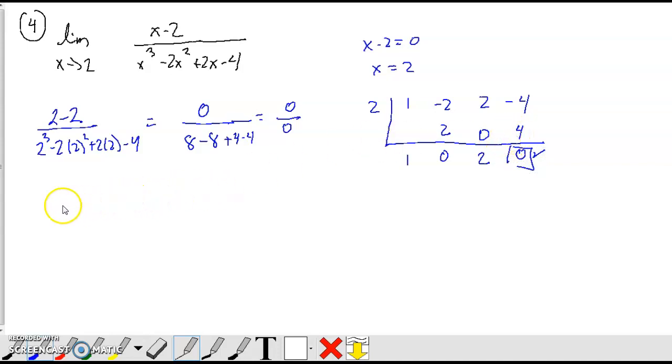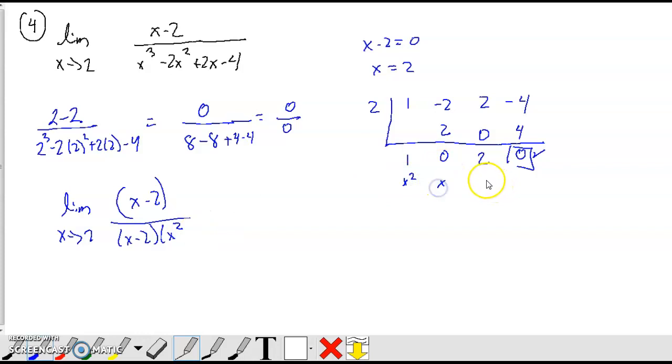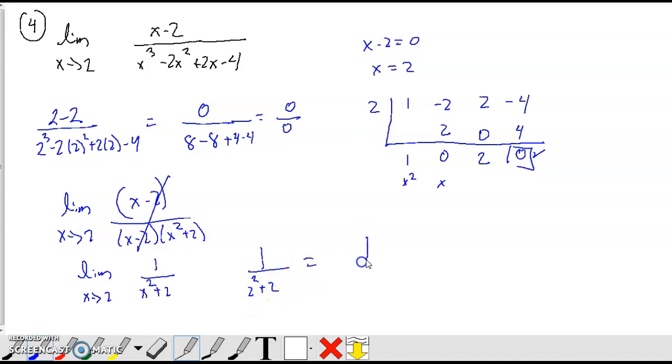So this is originally the limit as x approaches 2, this is x minus 2. And then it'll be x minus 2 times x squared plus, so this will be x squared. This is just x, and this is nothing. So it'll be plus 2. Those cancel away, leaving you with the limit as x approaches 2 of 1 over x squared plus 2. So we plug it in, 1 over 2 squared plus 2, so 2 squared is 4, 4 plus 2. This answer should be 1/6.